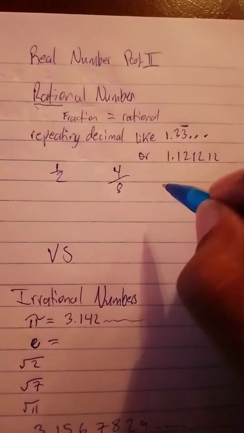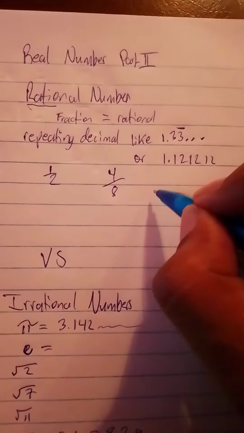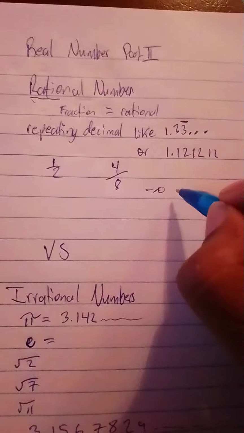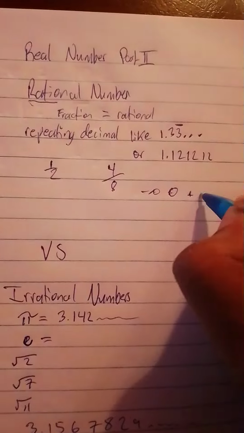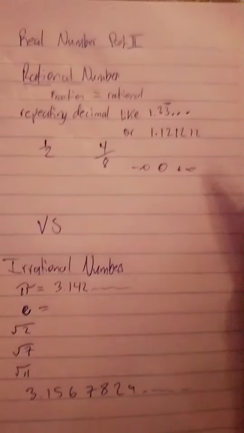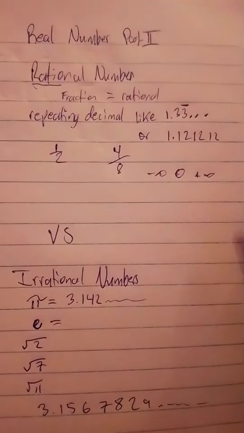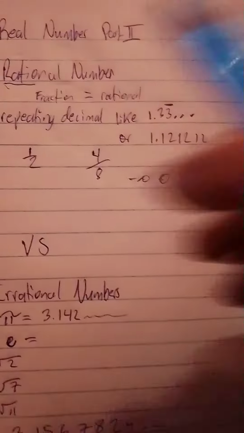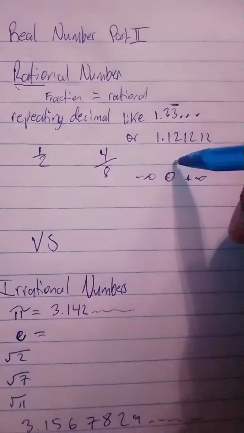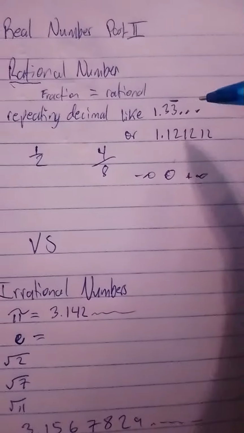Also, all of the integers, that's from negative infinity straight to positive infinity, right? All of the integers are rational numbers. Negative 5, negative 4, then you get positive 14, positive 15. Every positive number and the number 0 are rational numbers.